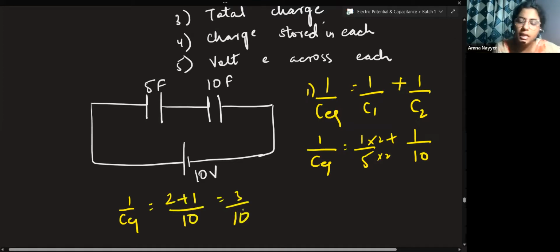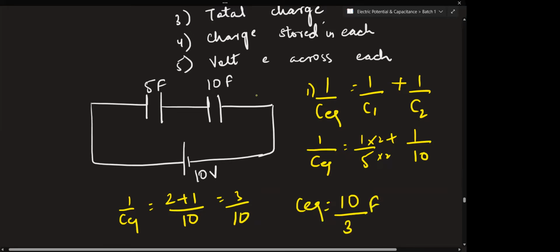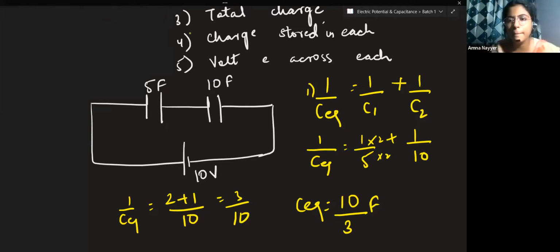Now see Abia, your answer was right, but this is 1 by C equivalent. In the exam, you have to mention C equivalent. So always reciprocate it. C equivalent will be the reciprocal of it. Do not forget to reciprocate it. This much farad. So I think only Madiha gave the correct answer. Let me check Madiha's answer. Yes, Madiha, your answer is right.